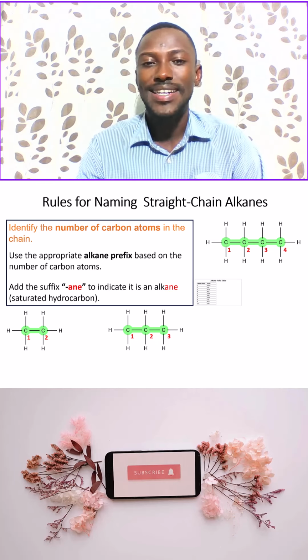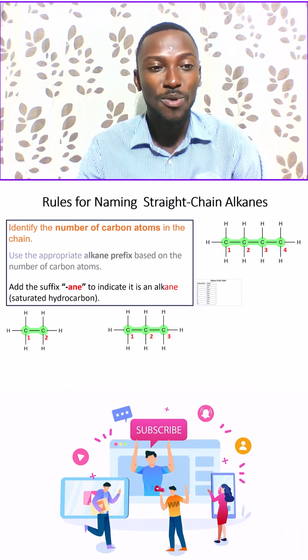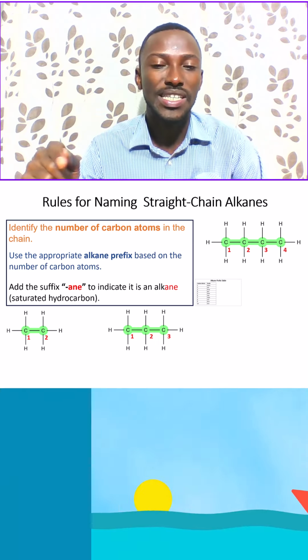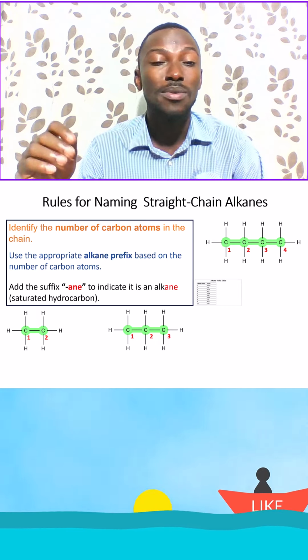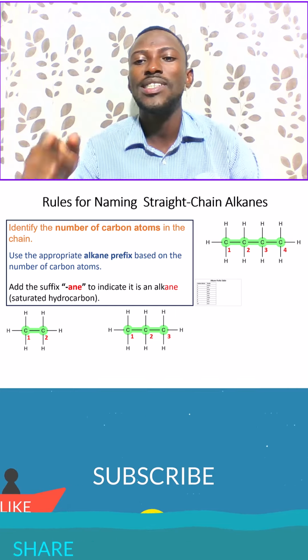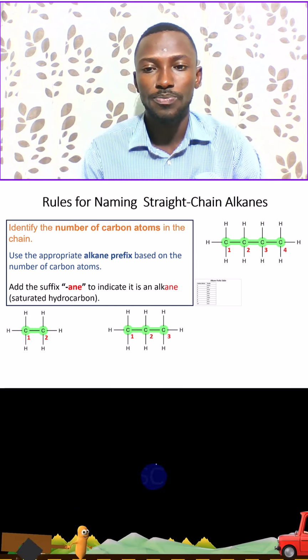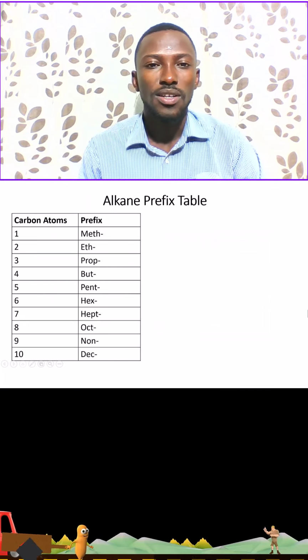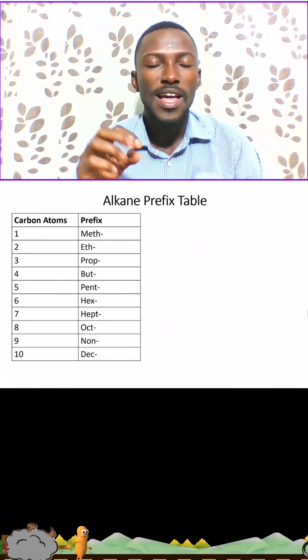Now, after we've identified the number of carbon atoms, what we have to do is to use the appropriate alkane prefix based on the number of carbon atoms. And this has also been done for us. So let's go check the prefix and see what to do. So this is the table. This is the alkane prefix table.